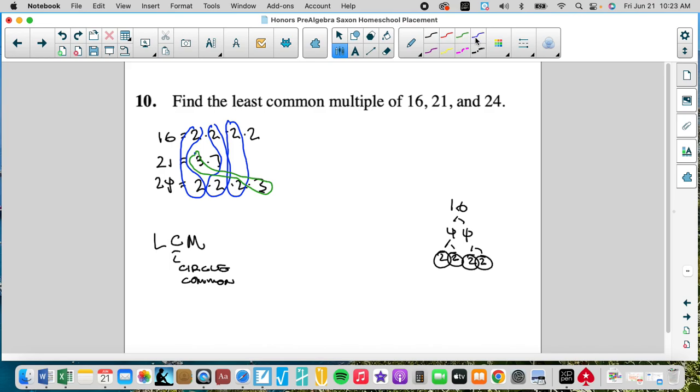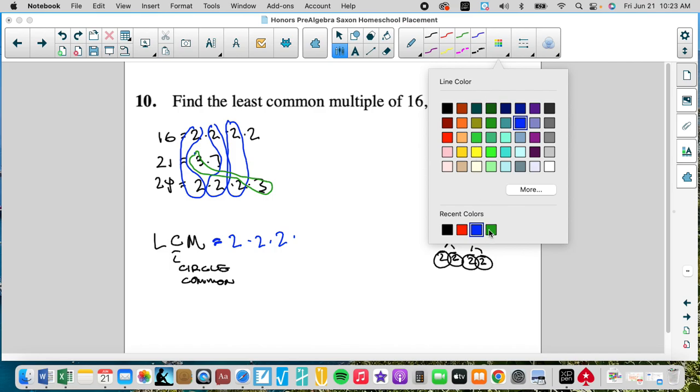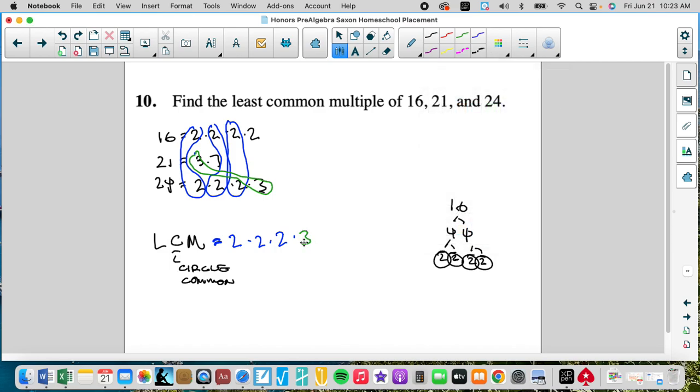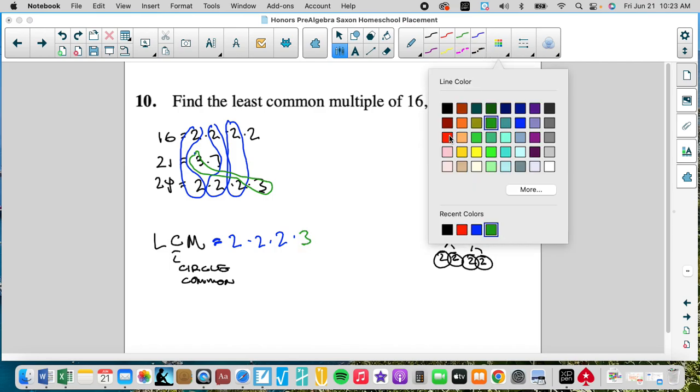So the LCM, the commons, are, I went big again. The common is 2. We have a second 2 and a third 2. And then we actually have a 3 in common. And now let's do the last one. The L stands for least, but I think of leftovers. So what's left over here? Well, we have a 2 left over and a 7 left over. So then I include my leftovers also. And that will produce my LCM.